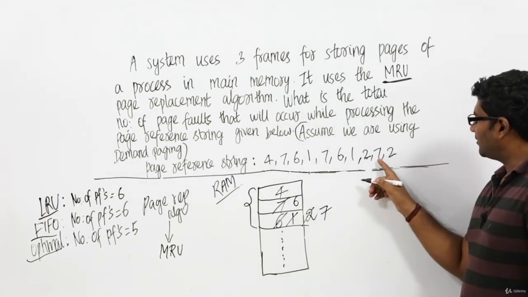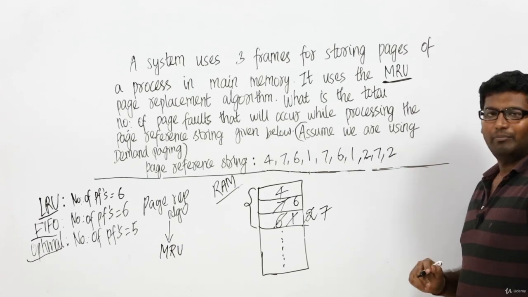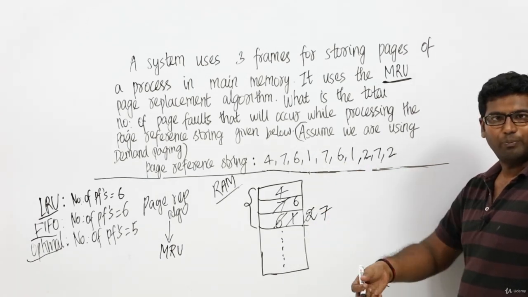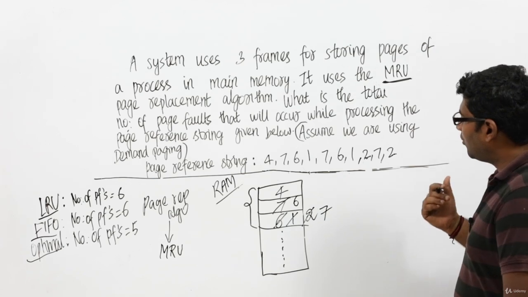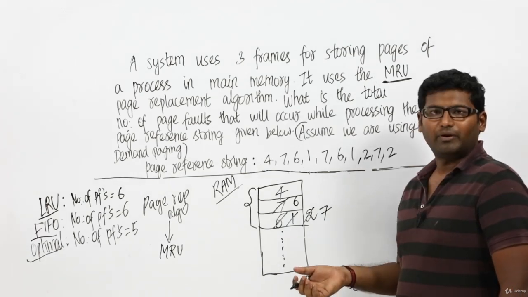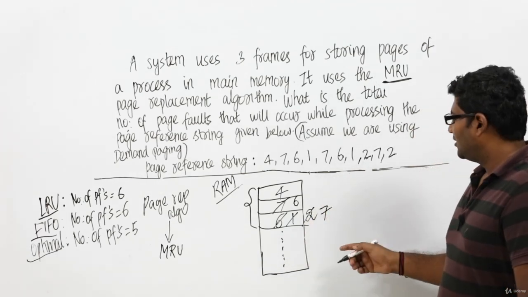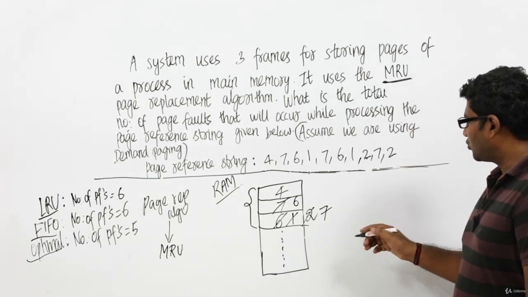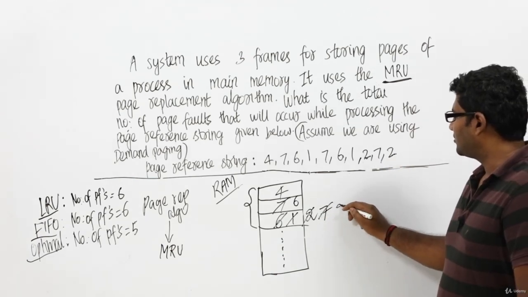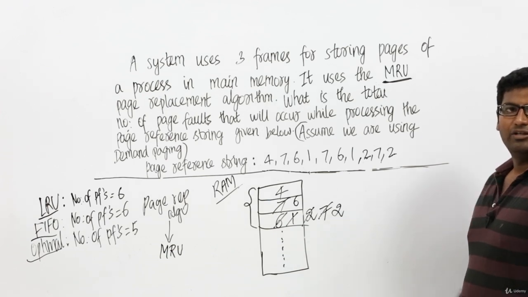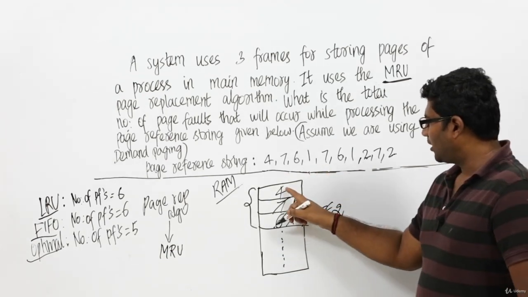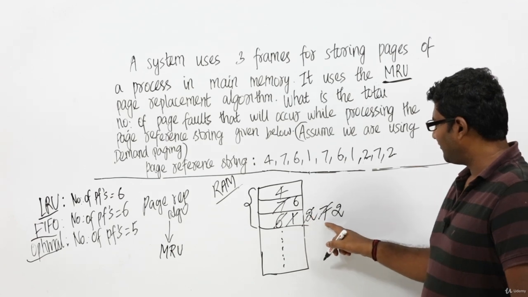Fine. Then again CPU asks for page number 2. Page number 2 is not present in the RAM. Just now we have swapped out page number 2, so we have to swap in page number 2 again, replacing one of the pages. The most recently referred page is nothing but page number 7, so page number 7 will be replaced with page number 2. So that's it. We have done all the requests. Now how many page faults? 1, 2, 3, 4, 5, 6, 7, 8.